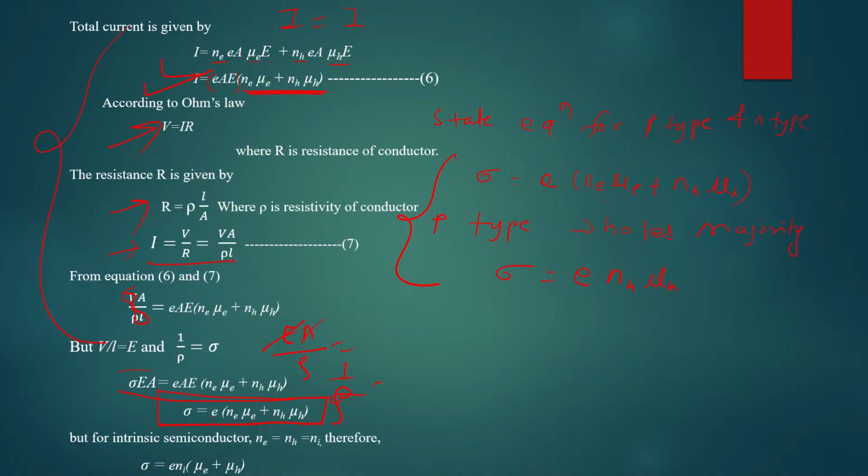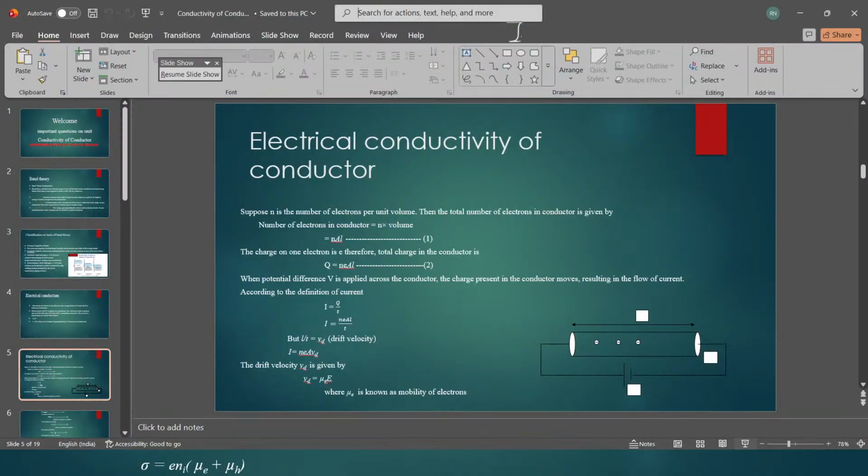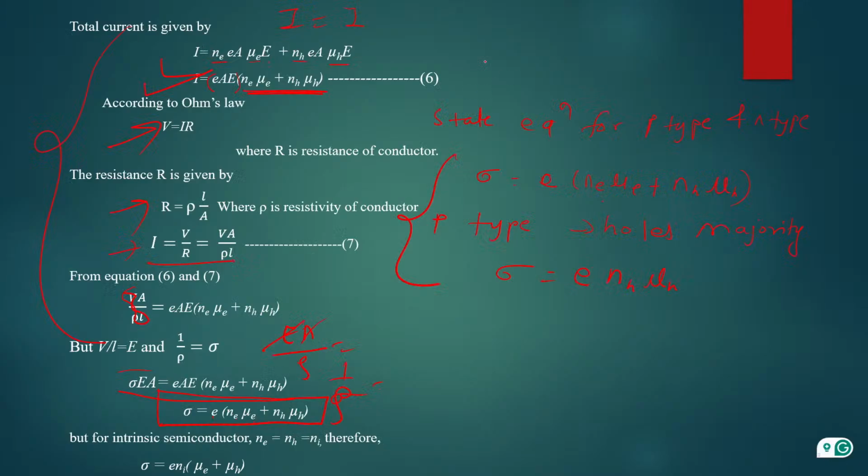You just have to remember only one line, that is I is equal to N e A mu E. You just have to remember this, and just add it for the two currents, current due to holes and current due to electrons. Just these things you have to remember. This is for P type, and for N type, whenever N type is there, that means the electrons are the majority carriers.